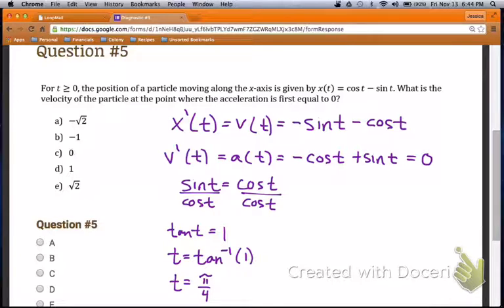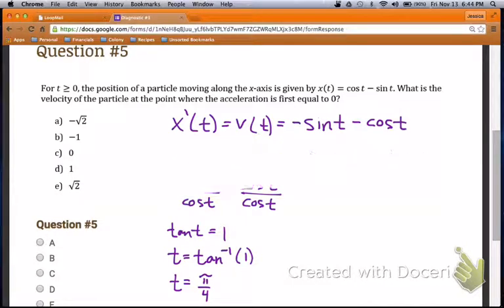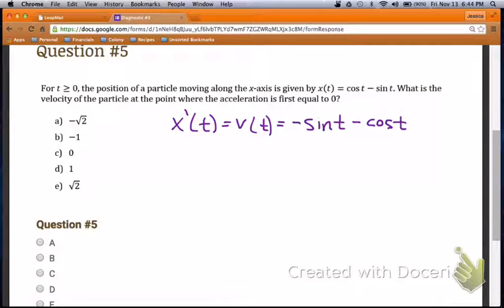But remember, the question doesn't want to know what the t value is. The question wants to know what is the velocity of the particle at this point. So once I know what time has elapsed in order for this to be true, I need to go back and find the velocity at pi over 4. So essentially, I'm going to plug in pi over 4 back into my velocity function. So I'm going to erase all this really quick. And then I'm going to plug pi over 4 back into that function.